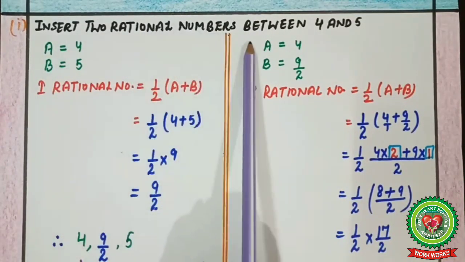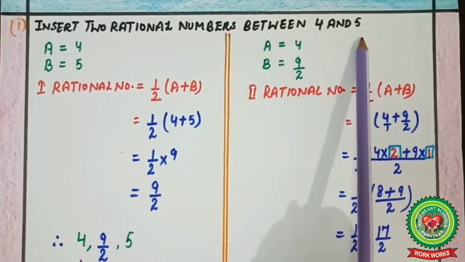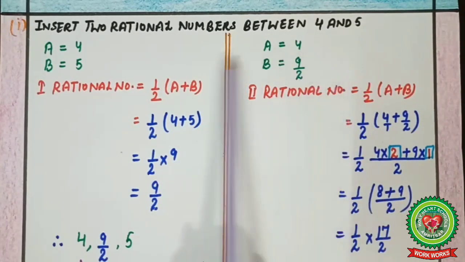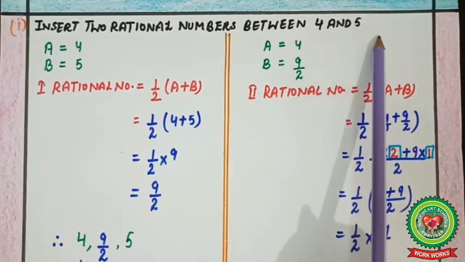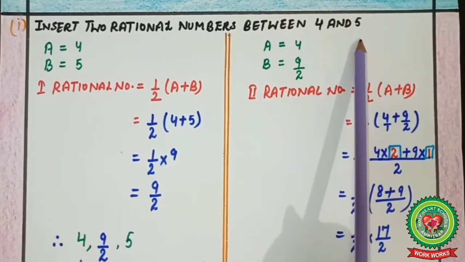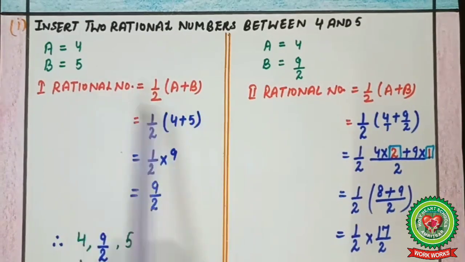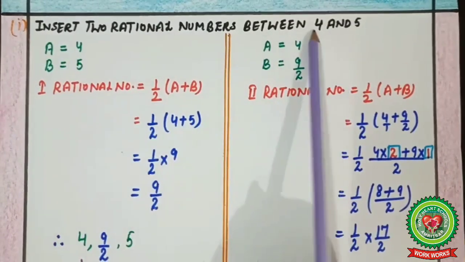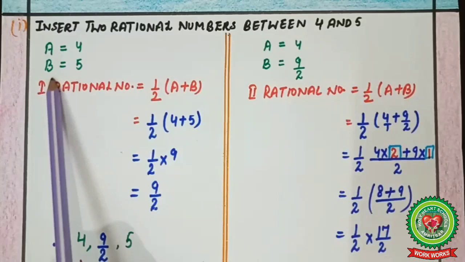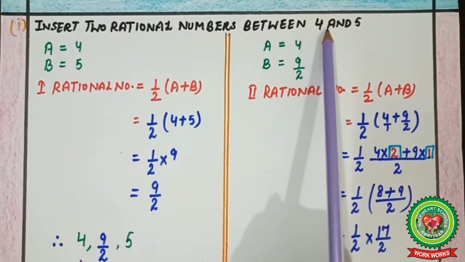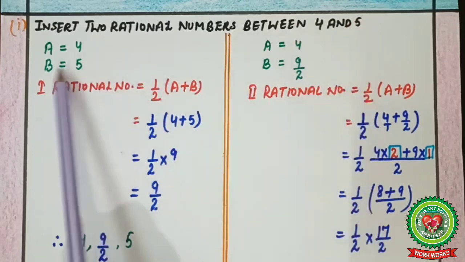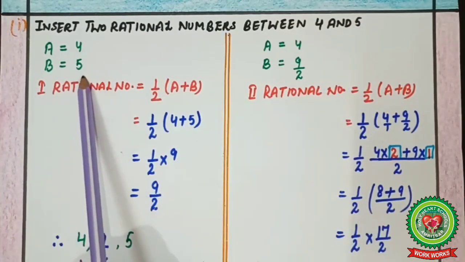Here is example number one. Insert two rational numbers between 4 and 5. Now we have to insert two rational numbers between these two numbers, that is 4 and 5. So how can we solve this question? First of all, we will name these numbers as A and B. So A is equal to 4, and B is equal to 5, right?